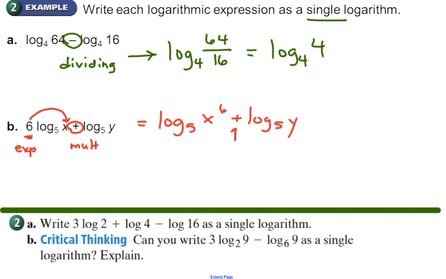Now we want to work with this guy. So it's going to be log base 5 of x to the 6th in the numerator and y in your denominator. And that's it. Easy peasy. All right, let's go ahead and go to example 3.